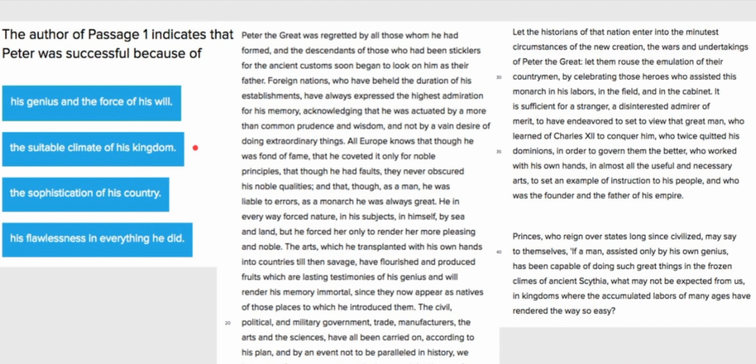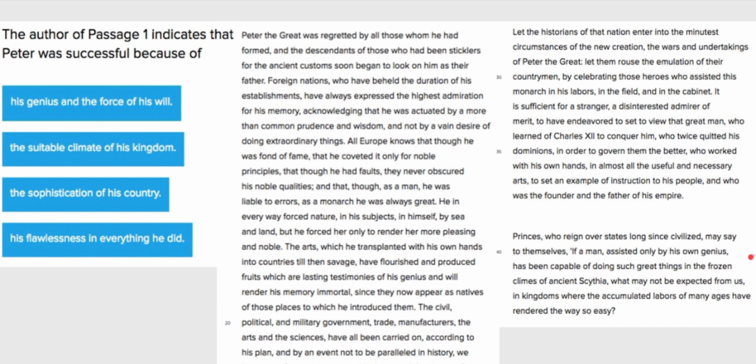The suitable climate of his kingdom. Well, we know from the very last bit that we read in the passage, this last paragraph, that the climate of the kingdom wasn't so great. It says, if a man assisted only by his own genius has been capable of doing such great things in the frozen climes of ancient Scythia. Okay, frozen climes are not suitable. So we're going to go ahead and rule that one out, which leaves us with option 1, his genius and the force of his will. Well, we know that this is the correct answer after ruling the other 3 out.